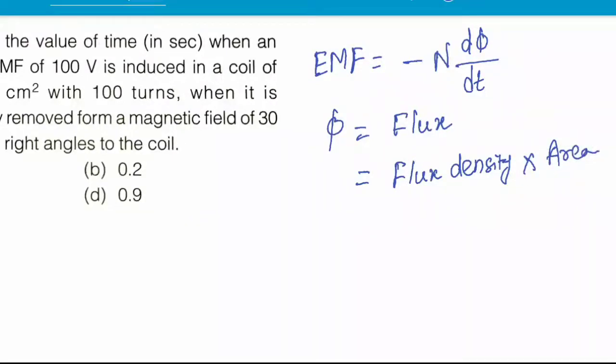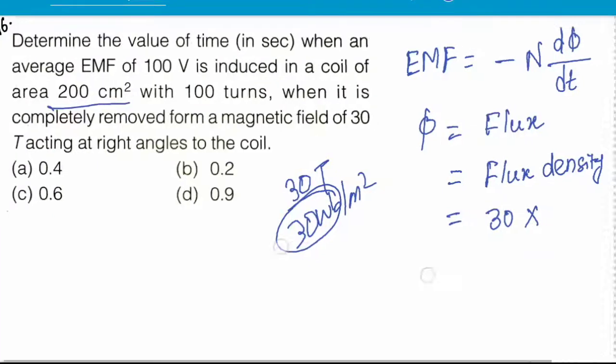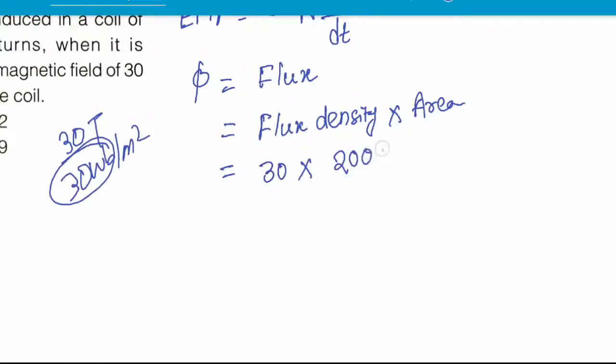The flux density is given as 30 Tesla, meaning 30 Weber per meter square. So Weber per meter square into area, in meter square, then the flux will be in Weber. So this will be 30 into the area, given as 200 centimeter square, so 200 into 10 to the power minus 4 meter square. Because this is in centimeter square, I am converting it to meter square, and the unit will be Weber.